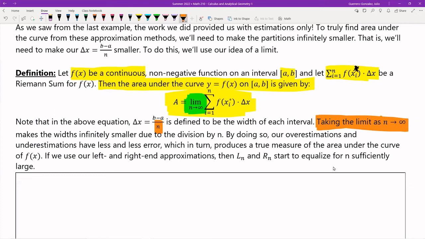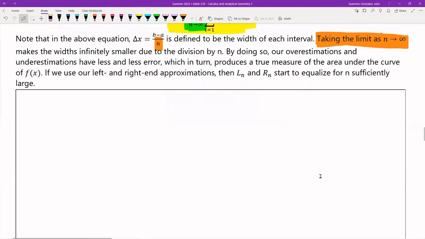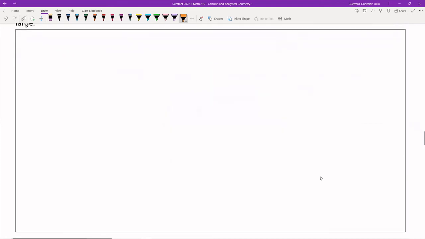Until both of those limits start to equal each other. So what does that mean? Let me go ahead and do sort of like a picture here. Let's say we wanted a big box to start with. So let's go ahead and use this as my left-hand approximation.